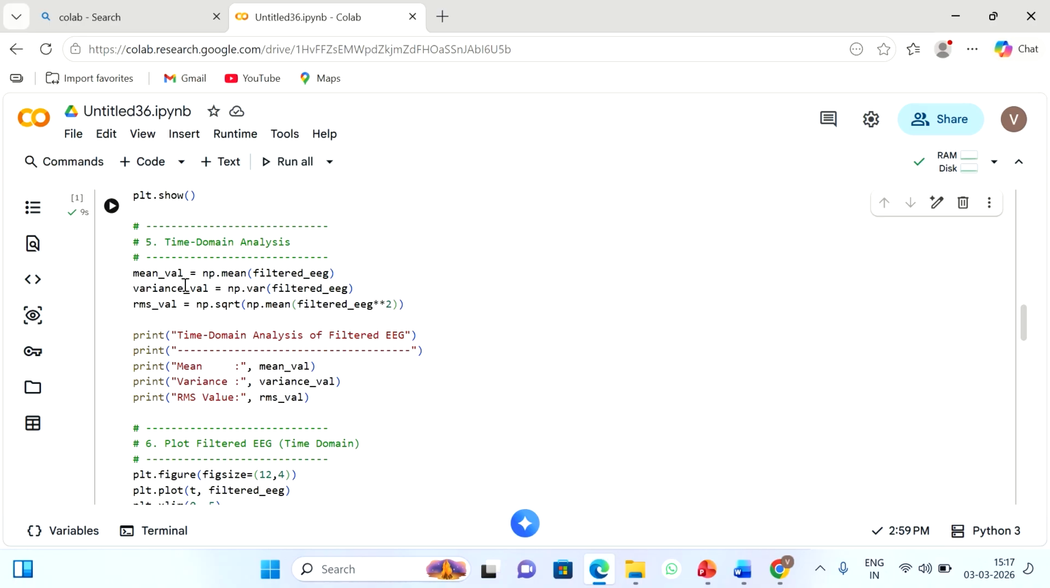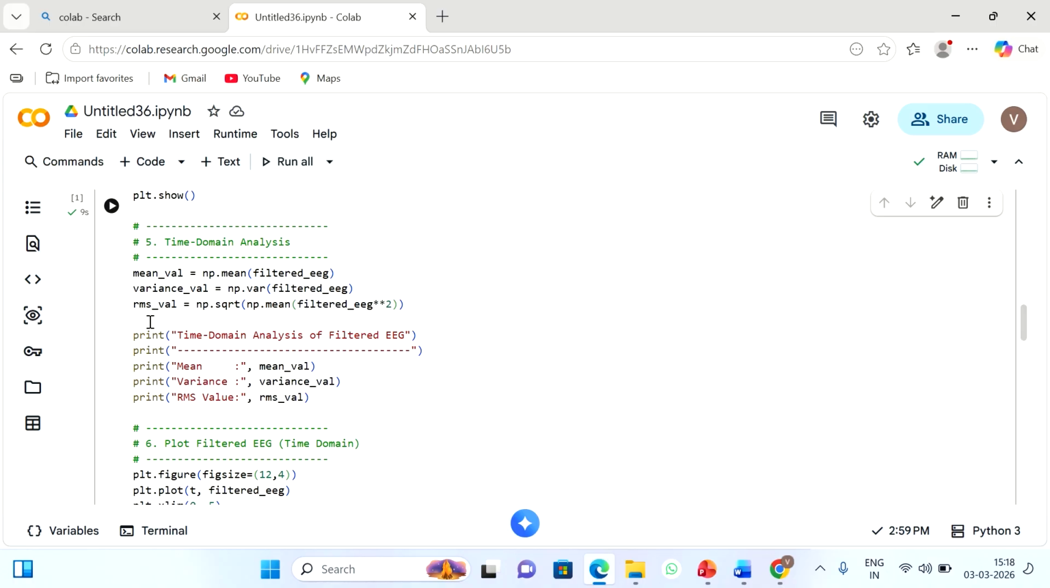Then time domain analysis. mean_val is equal to np.mean(filtered_EEG). What is the meaning? It is the average amplitude, which should be close to 0. It indicates the baseline level, the reference line of 0. And then variance_val is equal to np.var(filtered_EEG). What is the meaning? It measures signal spread. Higher variance means higher brain activity.